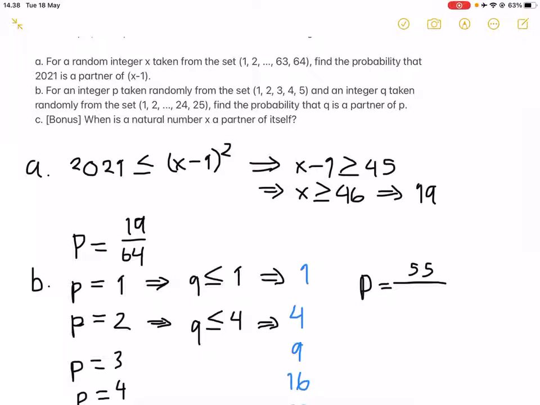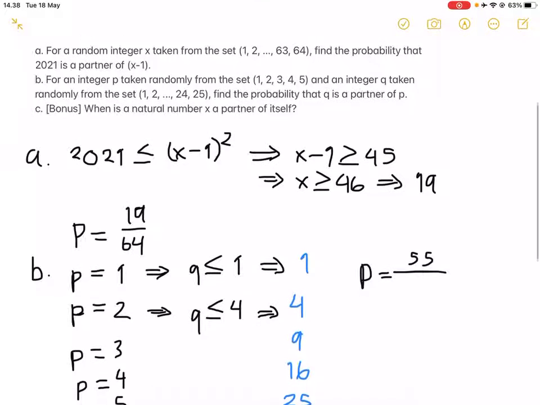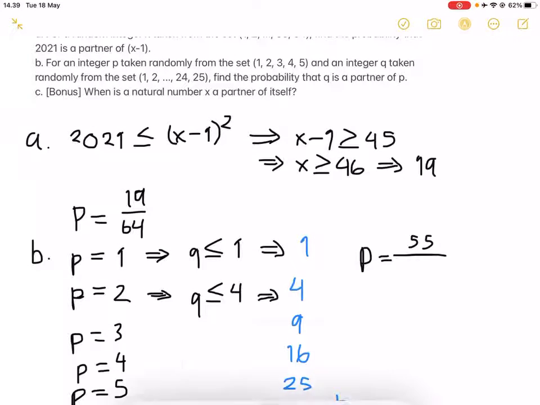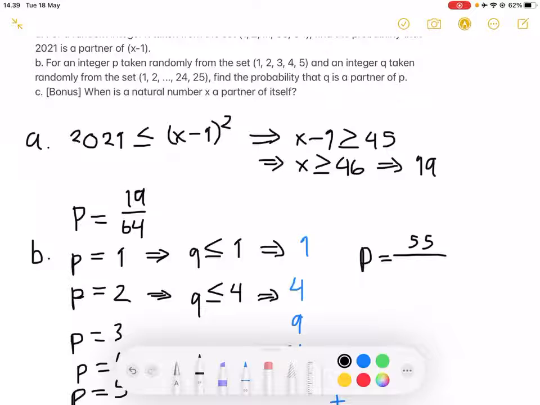Notice that by the multiplicative rule in counting, we can just multiply the number of ways for the values of p and q. The number of elements for the choice of p is 5, and the number of elements in the set for the choice of q is 25. You can check that on your own. You can simplify this to get 11 over 25, and this is our answer.